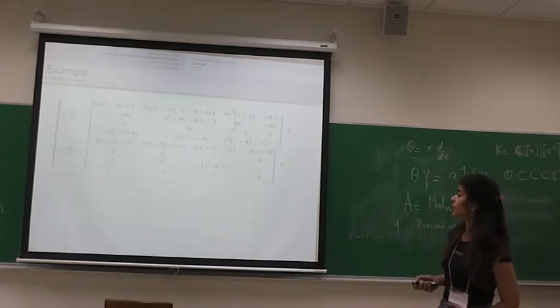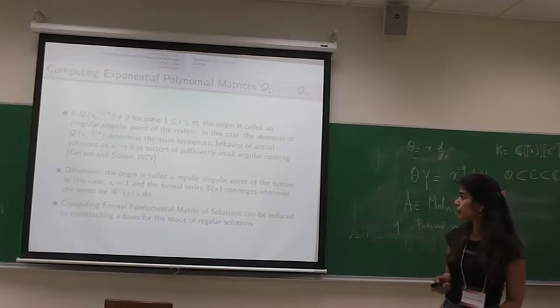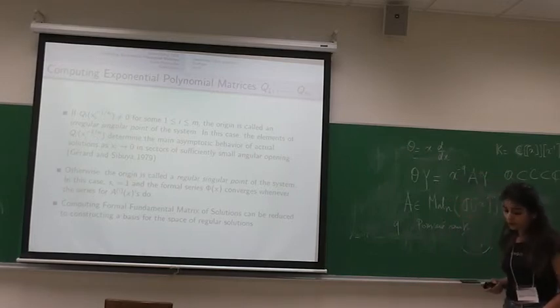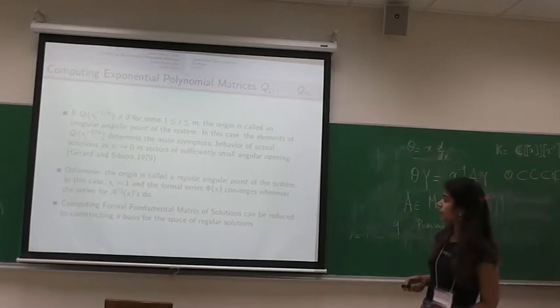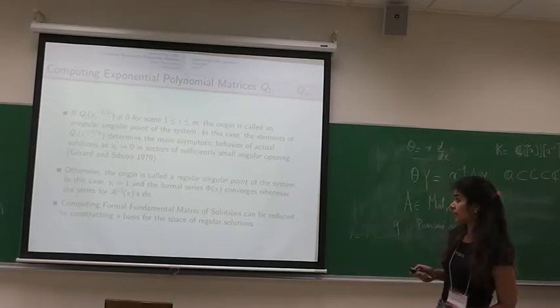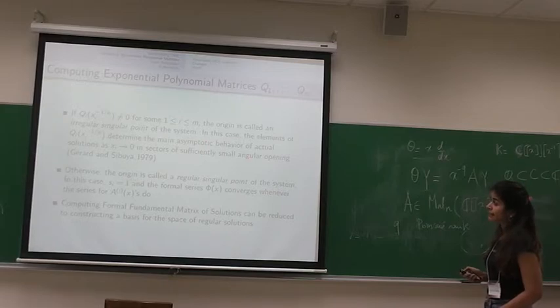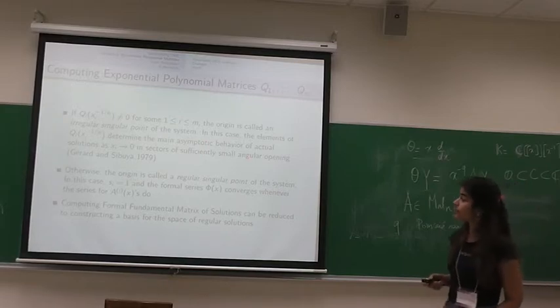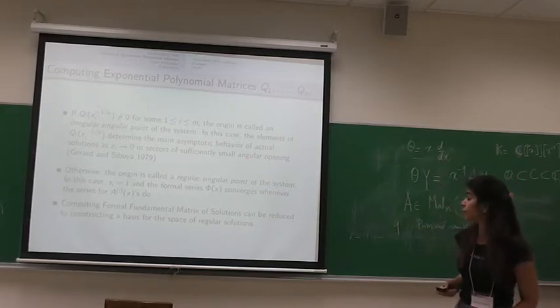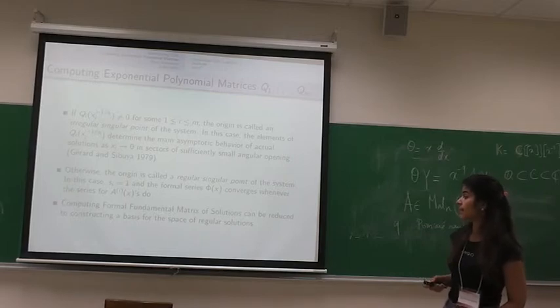And these Q_i are very important because if the Q_i are not equal to 0, not null for some i, well, this is a 0 matrix, of course, then the origin is called an irregular singular point of the system. And in this case, the elements of the Q_i determine the main asymptotic behavior of actual solutions as x_i tends to 0 in sectors of sufficiently small angular opening.